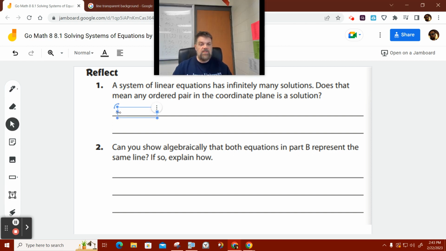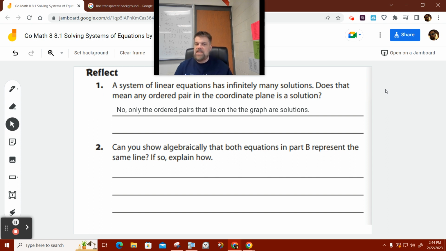So it says a system of linear equations has infinitely many solutions. Does that mean any ordered pair on the coordinate plane is a solution? No. Only the ordered pairs that lie on the graph are solutions. So what that means is, when they say any ordered pair, no.